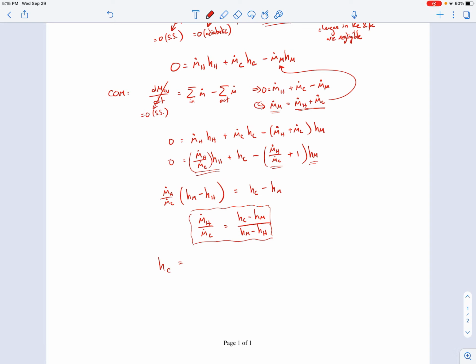This is approximately true. I used a particular table for English units. I can't remember exactly which table I used. It was out of a textbook. But I got something that looked like this for the cold stream, for the hot stream, get this value, and for the mixed stream comes out to be 78.02 BTUs per pound mass.